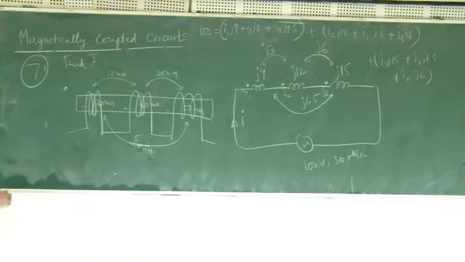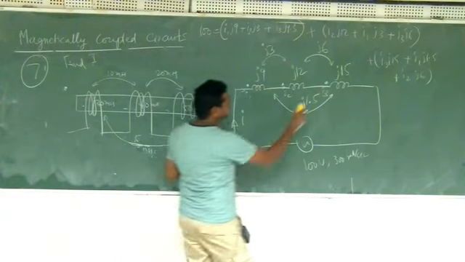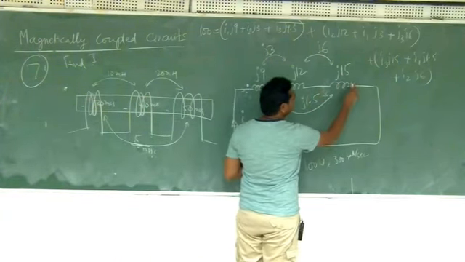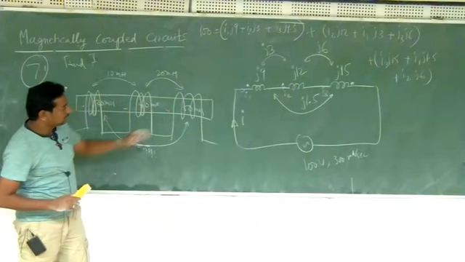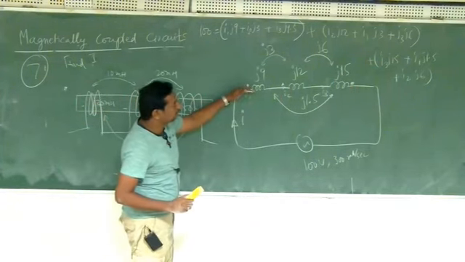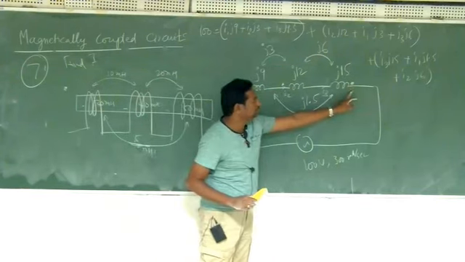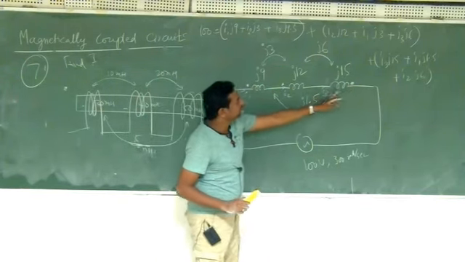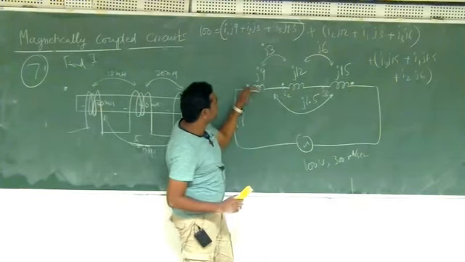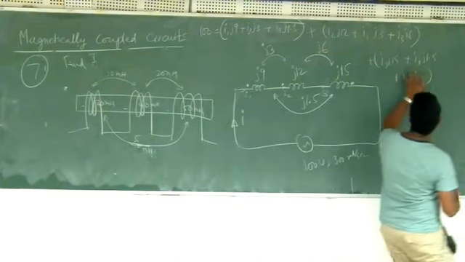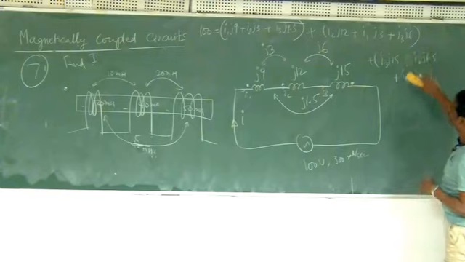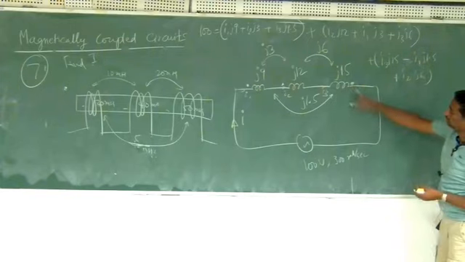So you can just reverse one of the dots. If I reverse this dot, what will happen? Current entering here will induce positive voltage here. So I1 into J9, sorry, I1 entering here will induce positive voltage here. So this should be minus, because on this side I put the dot.